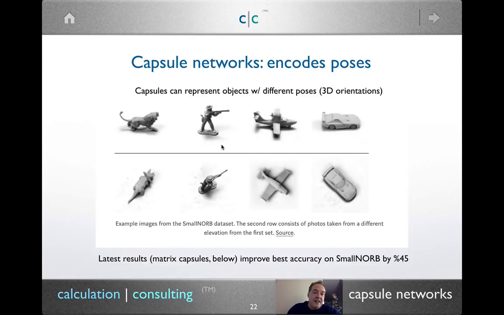And in fact, in the later paper, the second paper, they replaced the vectors with entire matrices. They call it matrix capsules. And this actually gives the best accuracy on the small NORB data set. It improves the error by 45%. So it's a pretty big advance in this particular area of image recognition.